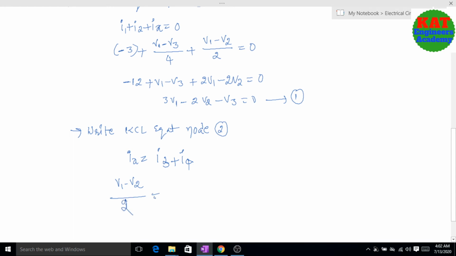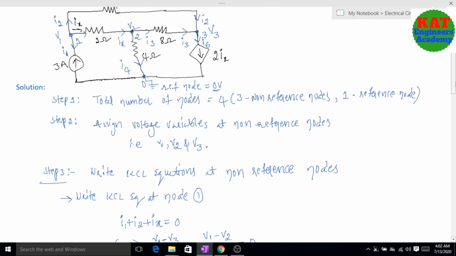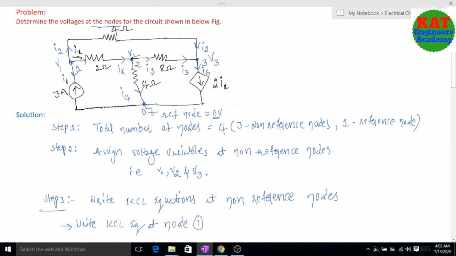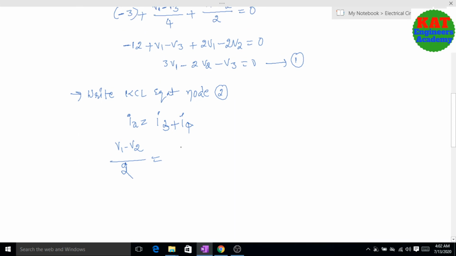Okay, next I3. I3 is the current flowing through which element? See here, always look at the circuit. I3 is the current flowing through the 8 ohms. The current I3 flows from V2 to V3 through the body, so we can say V2 minus V3 by 8 ohms. The higher potential is V2, the lower potential is V3. So V2 minus V3 by 8.